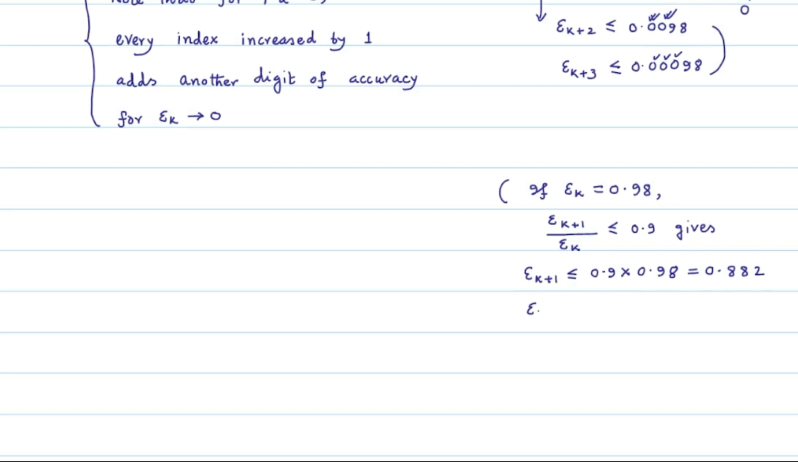Now if you compute epsilon k plus 2, then also you will find that it is 0.7938, which also does not have any accurate digit with 0.000. Not only that, till epsilon k plus 21, we will not have any digit accurate with 0.000. Only at epsilon k plus 22 we will have just a single digit accurate with the value 0.000. So when mu q dash is equal to 0.9, then a digit of accuracy is achieved when every index is increased by at least 22.